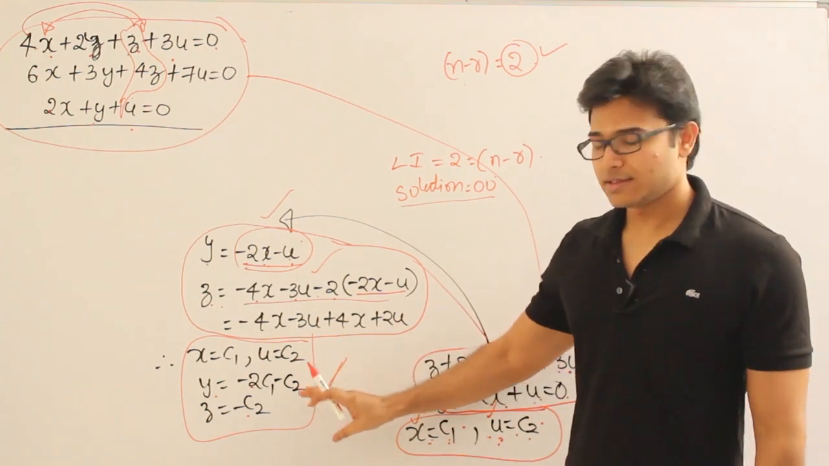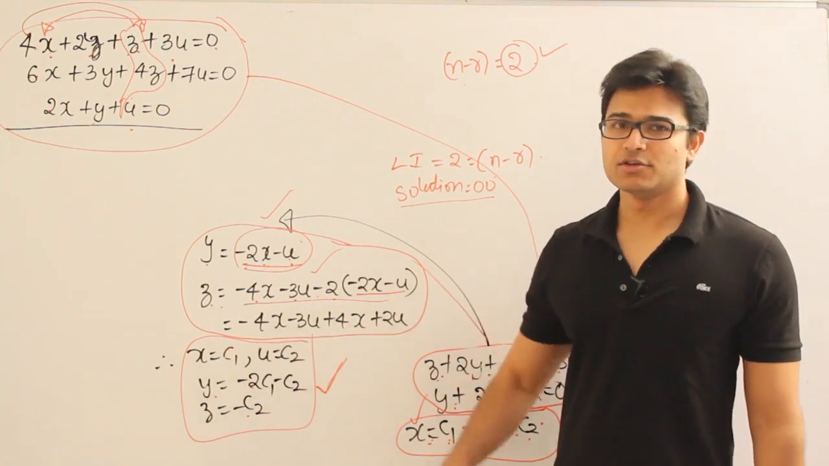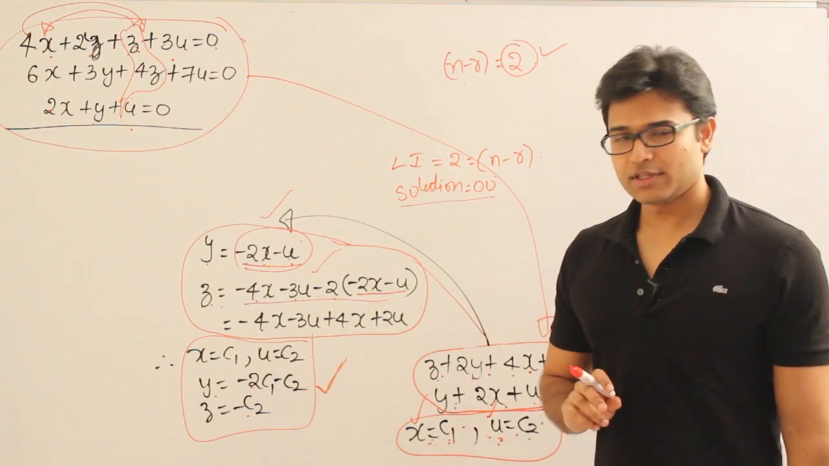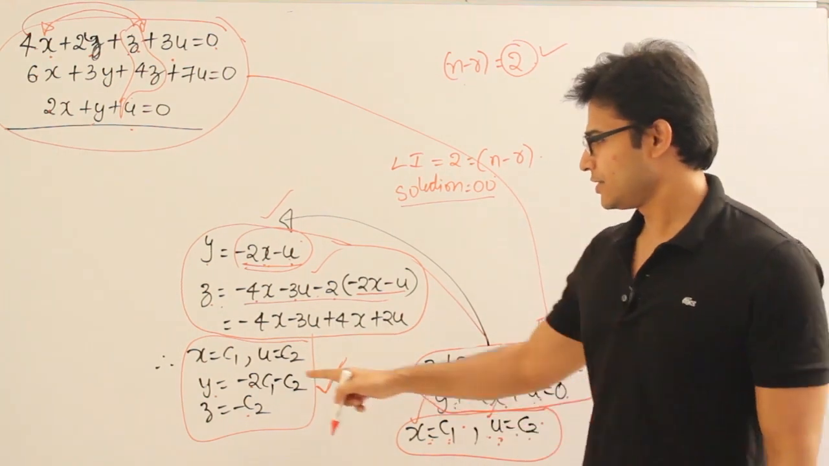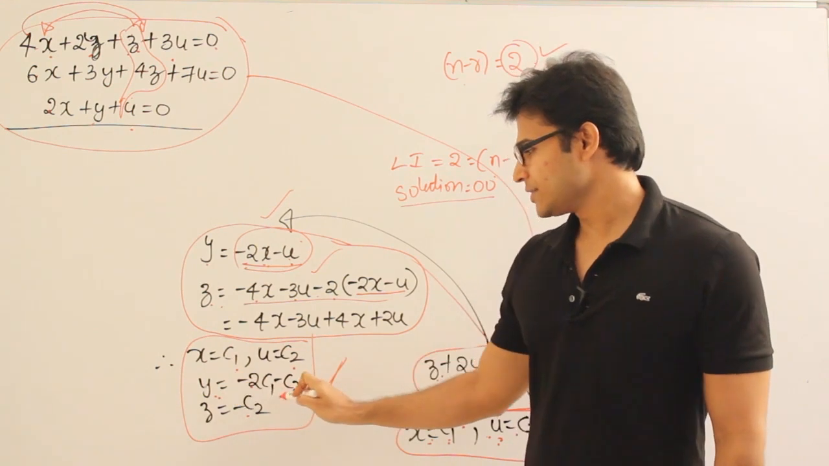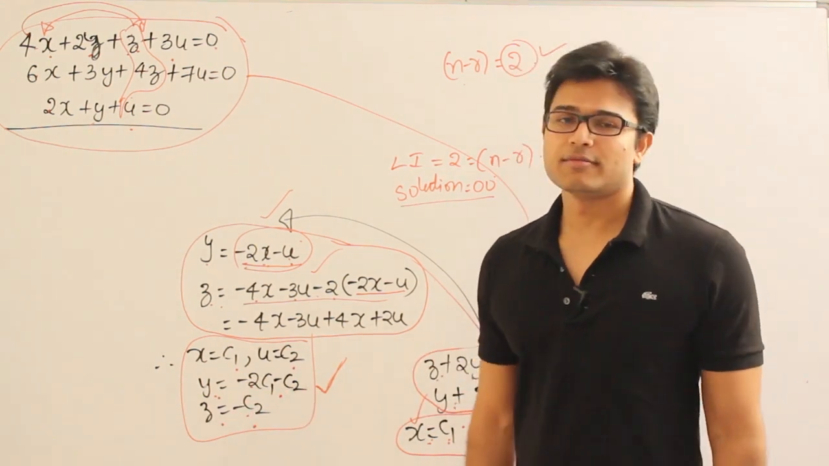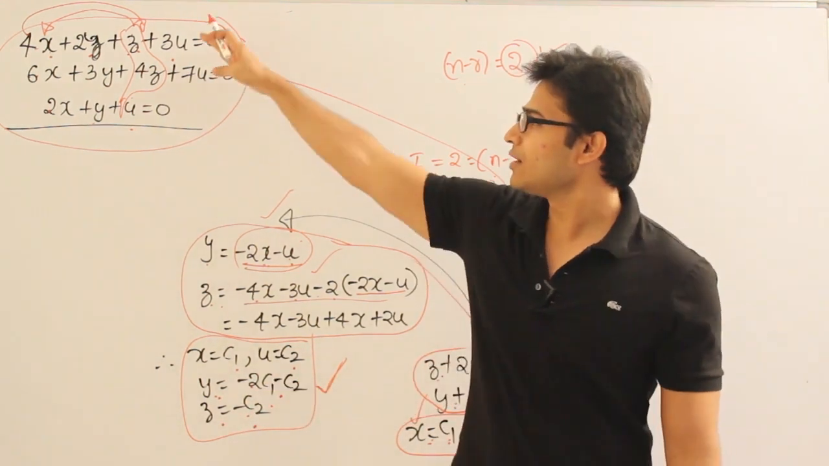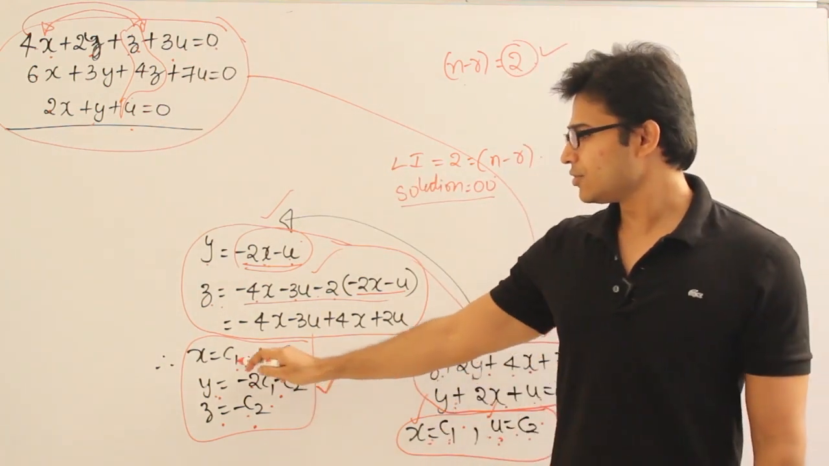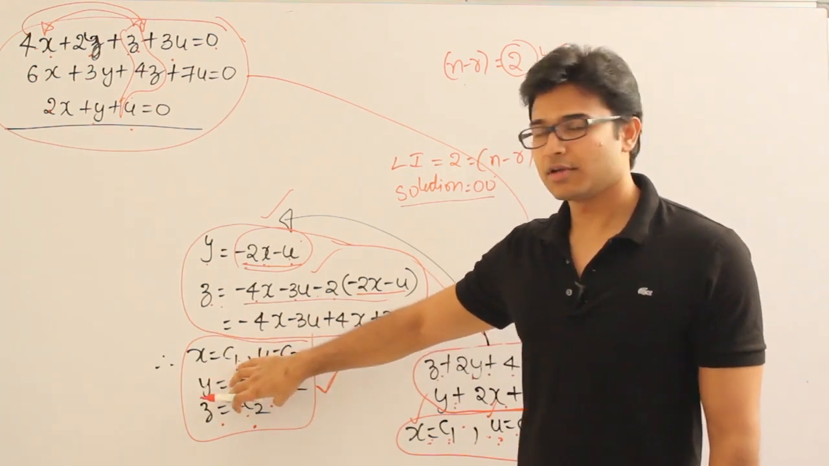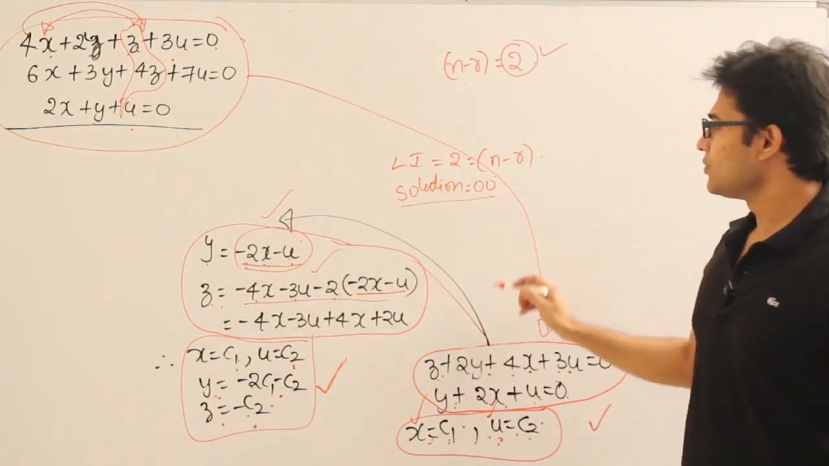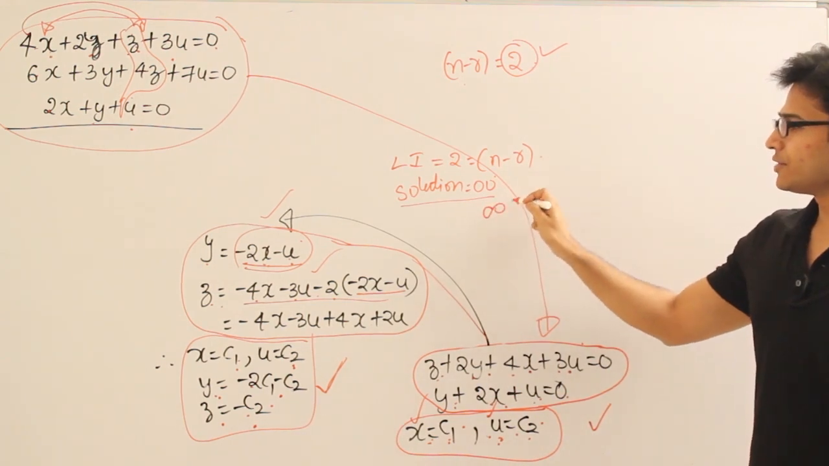And apart from this, if you substitute values for c1 and c2 here, you will get lots of solutions. For example, if you put c1 equal to 1 and c2 equal to 1, what do you get here? x equal to 1, u equal to 1, y equal to minus 3, z equal to minus 1. You substitute the values there, all of them will get satisfied. Similarly, if you put c1 equal to 2, c2 equal to 2, you get some corresponding values and you substitute there, all of them will get satisfied. Therefore, the total number of solutions is infinite.